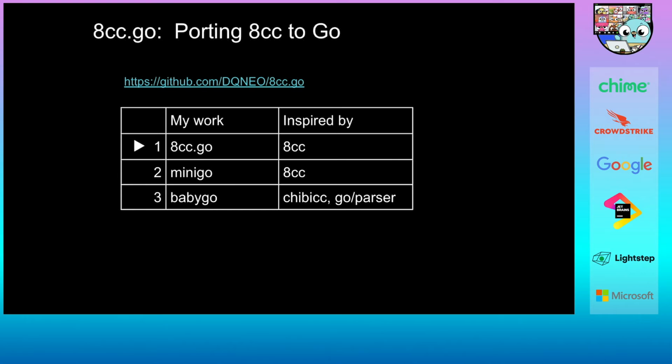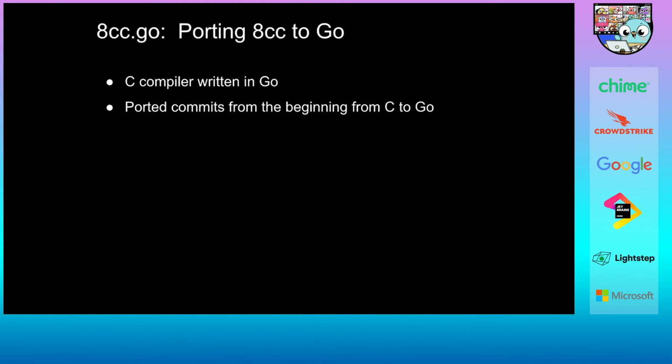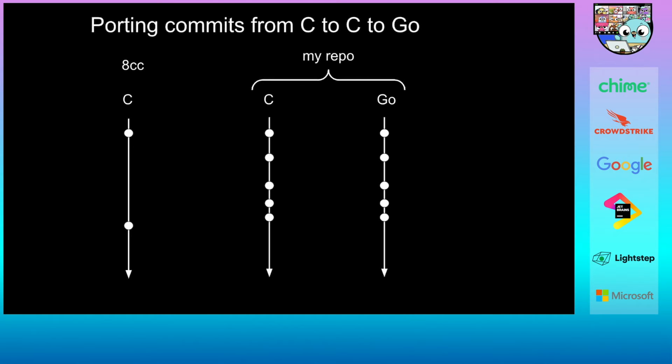This is my first compiler, 8cc.go. It's a C compiler written in Go, and I ported commits from the beginning from C language to Go language. This is how I did it. The direct translation of the commit history is not easy because sometimes one commit was very large, like one commit contained 500 lines. It was not possible for me to translate.